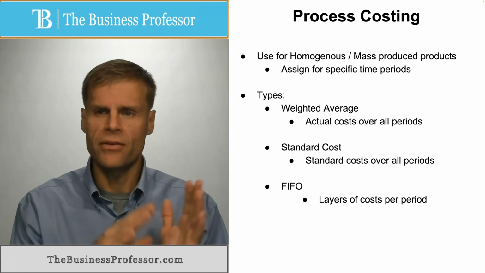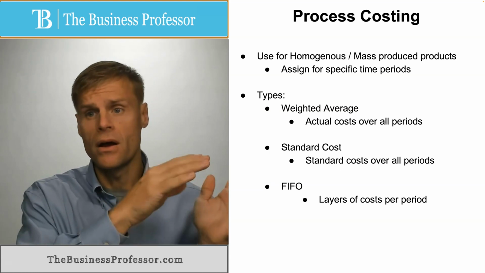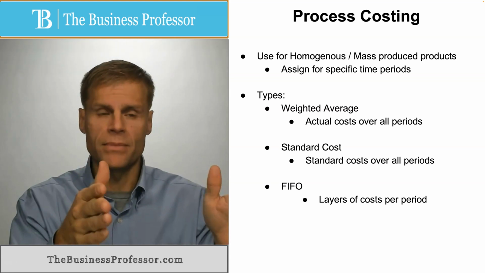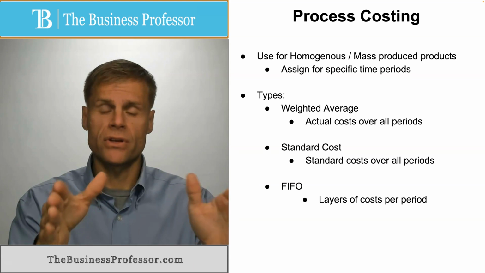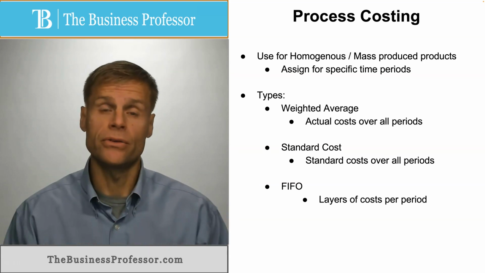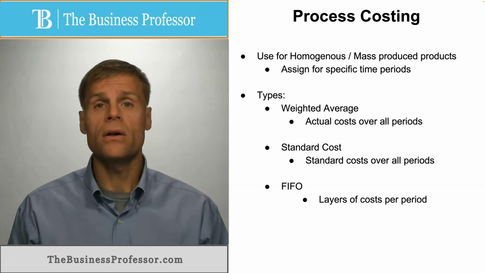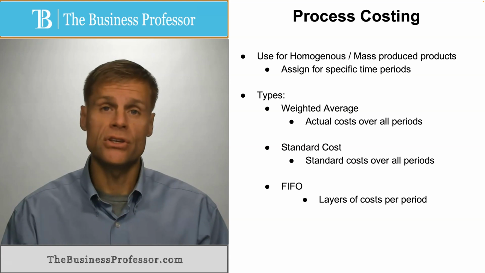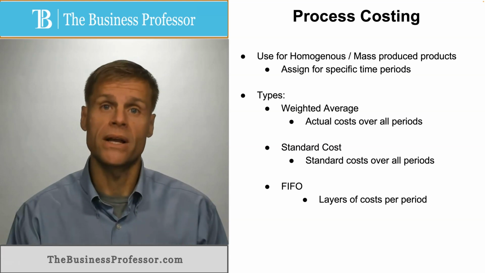But like I say, if you have a homogeneous product on mass production, then you can actually do that over time periods. You can say, what are our first costs coming in that we can then accumulate and assign to the production process. So all in all, this is what process costing is and how it's used in managerial accounting practice.